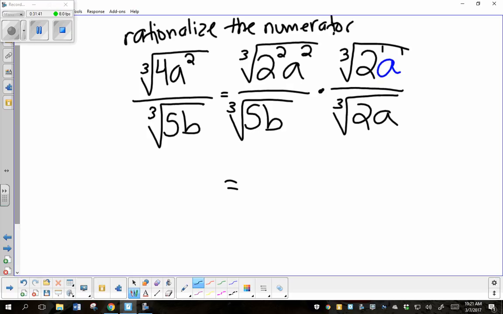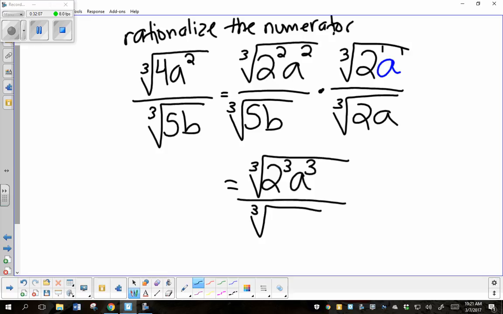I'm going to have to work down because I don't have room to go over anymore. So on top, I've got now the cube root of 2 squared times 2 to the 1. That's 2 to the 3. And a squared times a to the 1. That's a to the 3. Not yet, because we can simplify that. And then on the denominator, I've got the cube root of what? What's 5b times 2a? 10ab. I just multiplied the 5b times the 2a on bottom.